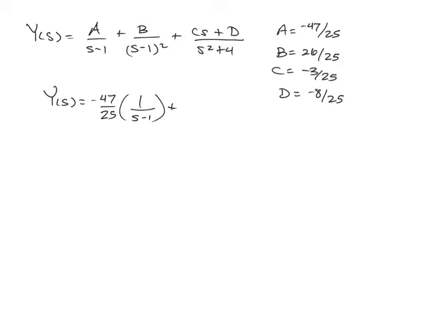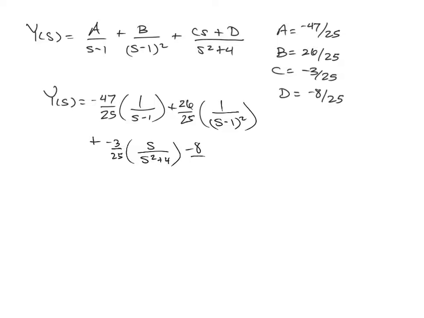plus the b number, which is 26 over 25 times 1 over (s minus 1) squared, plus our c number, which is negative 3 over 25 times s over s squared plus 4. And then finally our d number, minus 8 over 25, 1 over s squared plus 4.